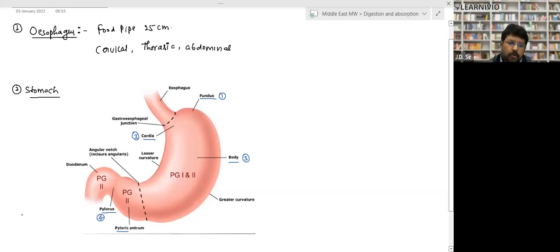And look, this is called the gastroesophageal junction, where the esophagus and the stomach meet. And from here, the small intestine starts. This part is the duodenum. From here, the small intestine starts. So this is the main part of the stomach. So please note it down.